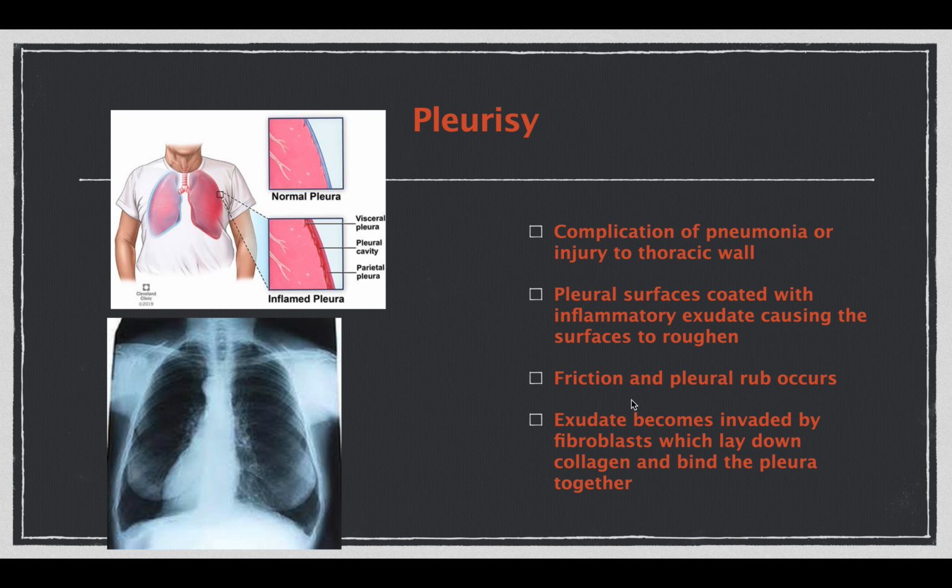And then the exudate is going to be invaded by the fibroblasts, which lay down collagen and bind the pleura together. So the consequence of this is that it's going to be very painful for the patient to take any deep breaths, so they're going to breathe quickly and shallowly, and they're not going to be able to expand because the elasticity of the lungs has now decreased due to the invasion of collagen, which is, as you know, not very stretchy. And unfortunately, this is permanent. So all you can do is put the patient on oxygen and maybe some kind of bronchodilator to relax the lung a little.